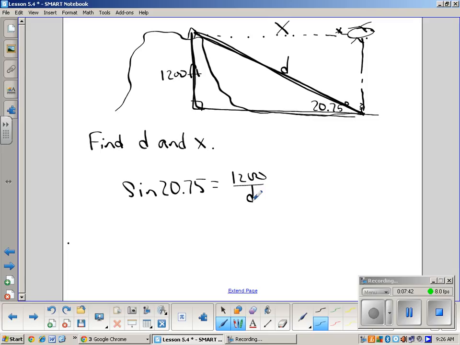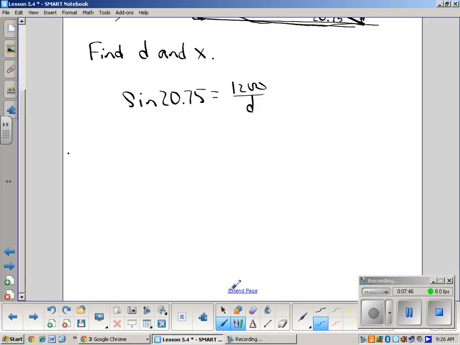Willow, would you be willing to give me the next line? What could I write next? Right here. I want to solve this. What would my next step be? What would I write?